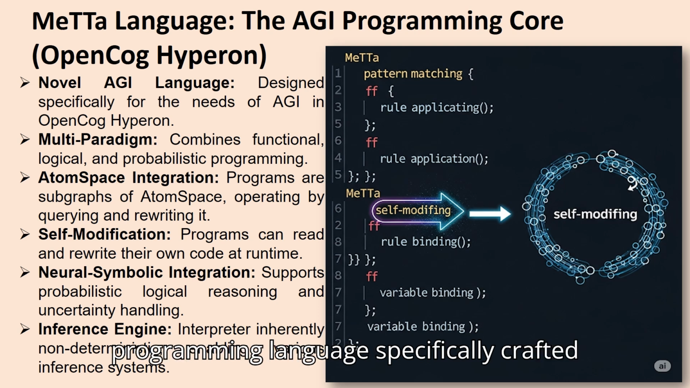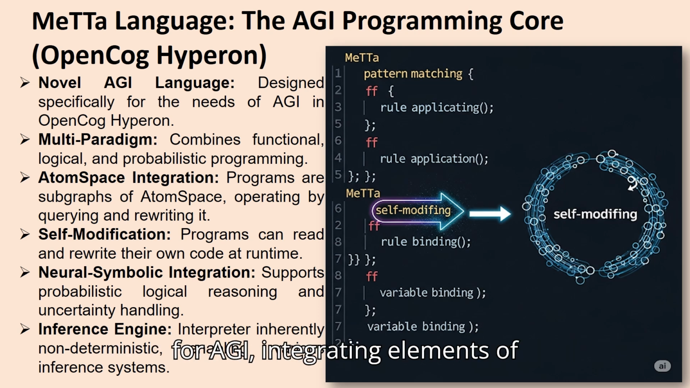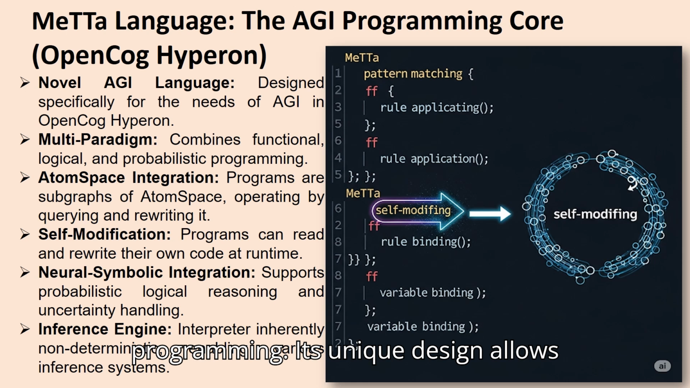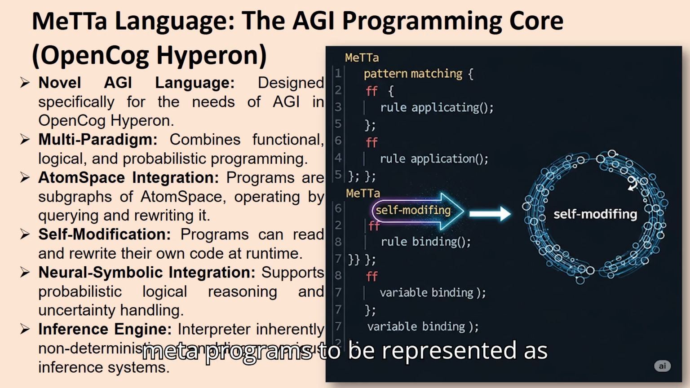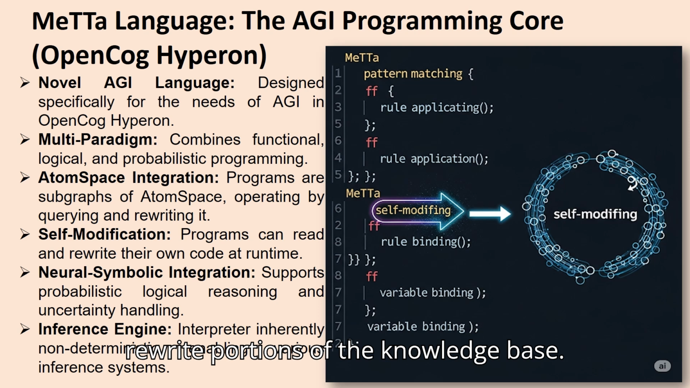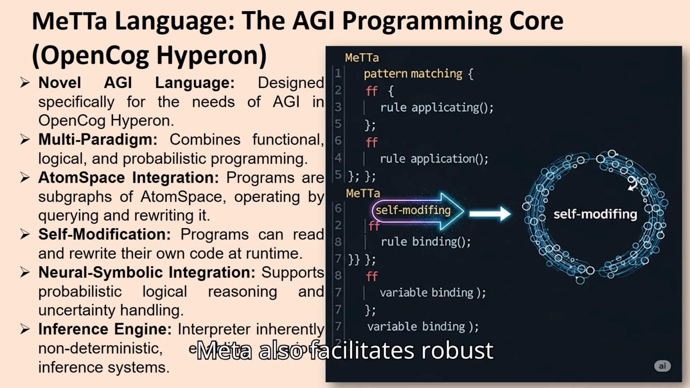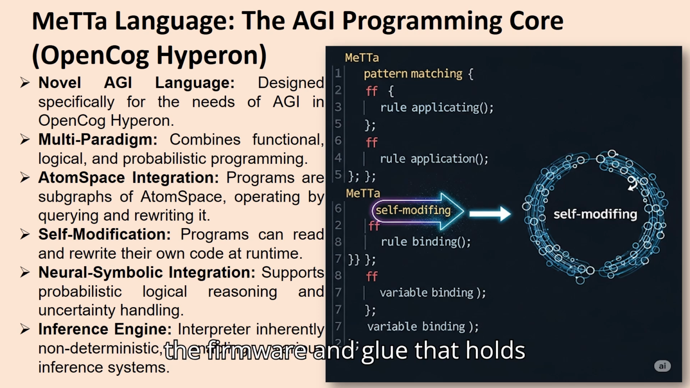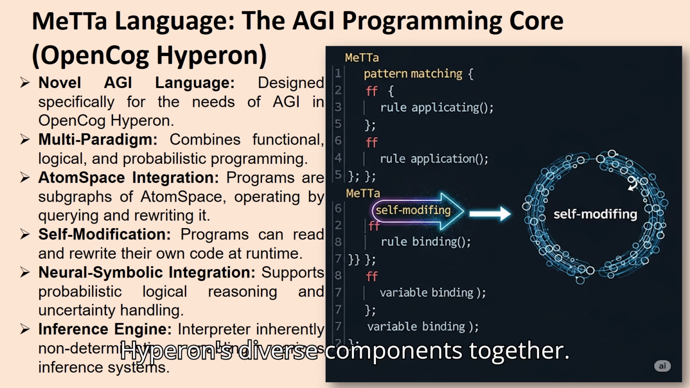With the advent of OpenCog Hyperon, the meta-language, or MeTTa, emerges as a pivotal innovation. MeTTa is a novel programming language specifically crafted for AGI, integrating elements of functional, logical, and probabilistic programming. Its unique design allows meta-programs to be represented as subgraphs within the AtomSpace, enabling them to directly query and rewrite portions of the knowledge base. MeTTa also facilitates robust neural-symbolic integration, and its non-deterministic interpreter functions as a powerful inference engine, making it the firmware and glue that holds Hyperon's diverse components together.